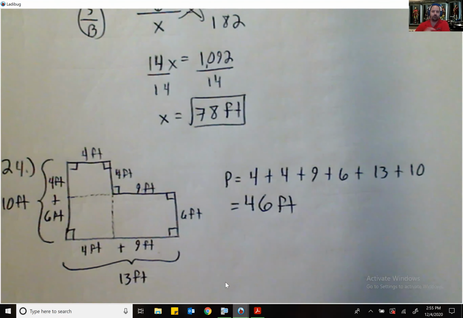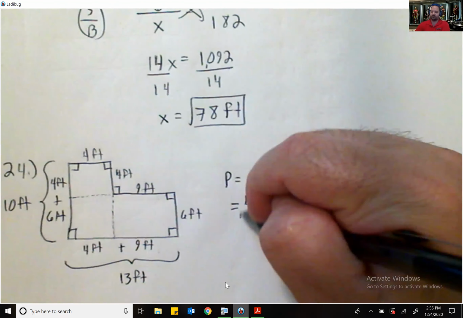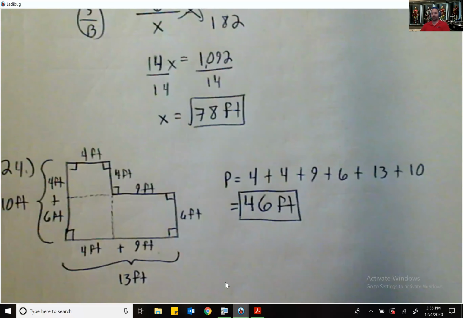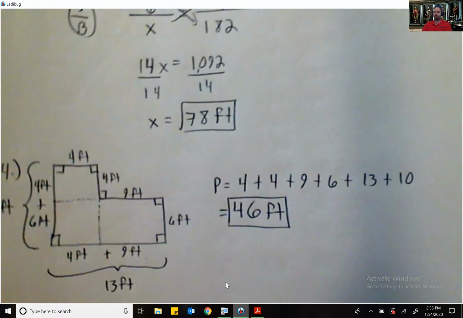Got it. 46 feet. Just add it all up. All right, number 25. Let's jump to that one.